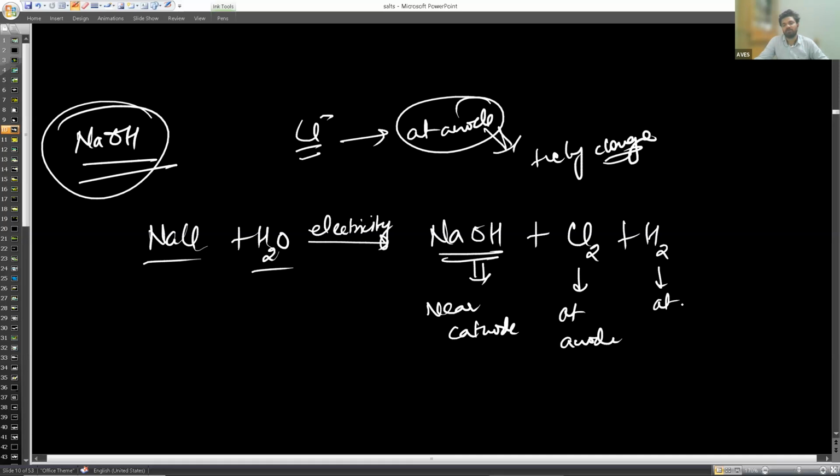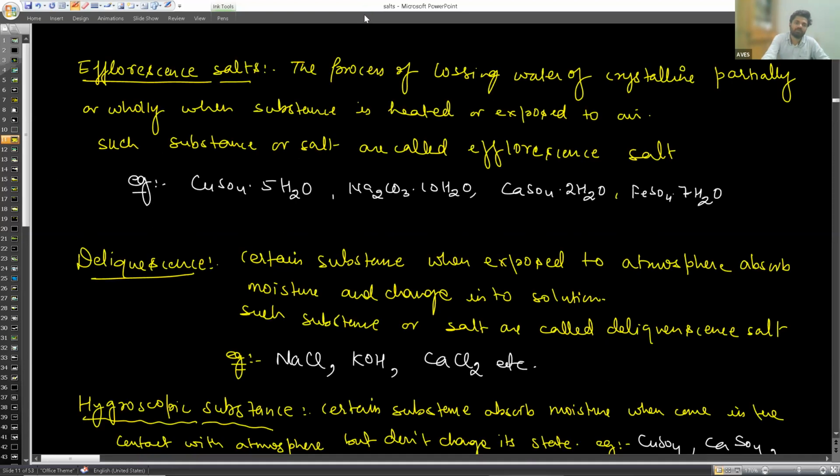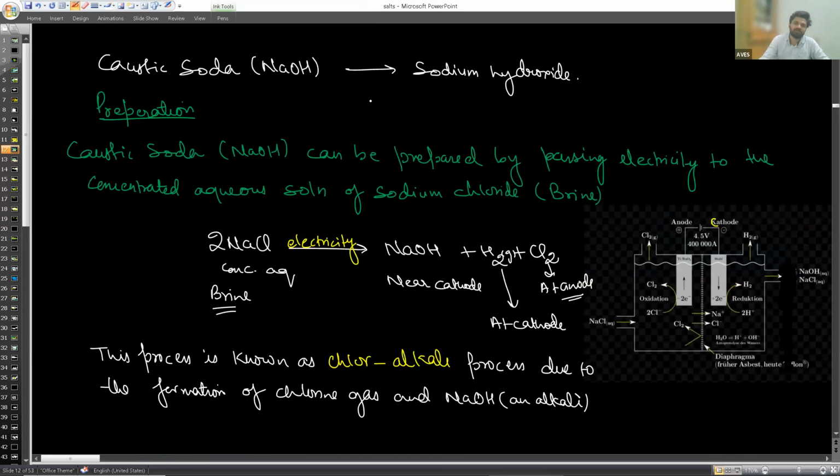Why at the cathode? Because H plus ions will be attracted towards the negatively charged rod, that is called the cathode. Positive attracts negative, negative attracts positive. So this is how it works when we have NaCl in water, that is called brine. Please note down this about NaOH caustic soda that is here on the screen.